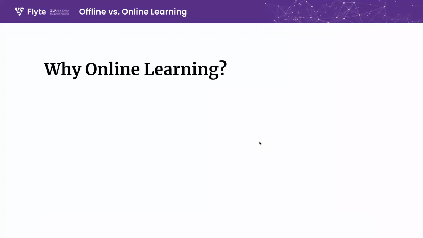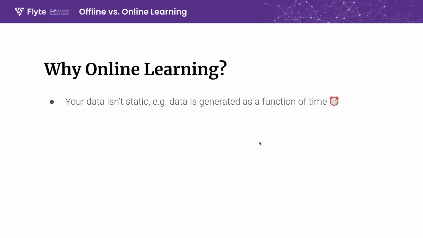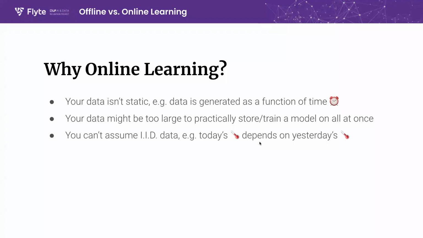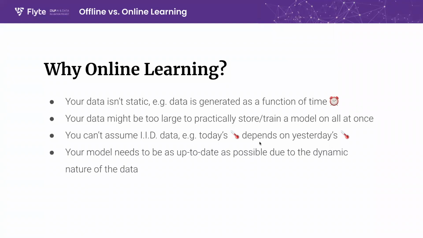And so what are some of the reasons why online learning would be deployed? If your data isn't static, by definition, it's generated as a function of time, or if your data might be too large to practically store or train a model all at once on, you might want to use online learning. Other reasons are if you fundamentally can't assume IID data, like today's temperature depends on yesterday's temperature, or if your model needs to be as up to date as possible due to the dynamic nature of the data. All of these points are kind of interrelated.